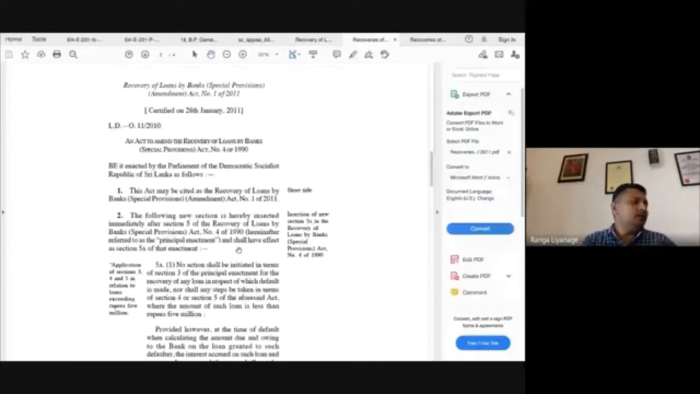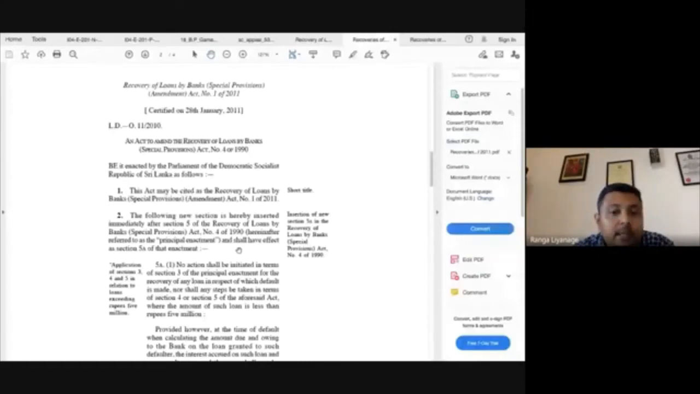What did they do there? They say no action shall be initiated in terms of section 3. Now, what does section 3 say? Action by the board where default is made. The board may take action under section 3, on account of principal, interest or both, for recovery of any loan in respect of which default is made, right?